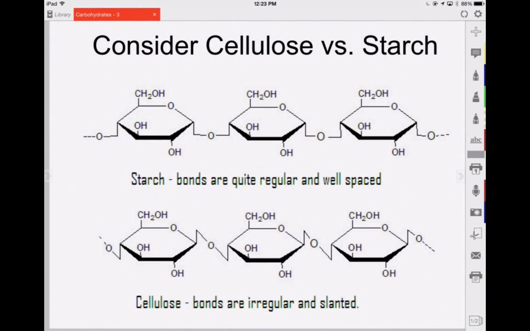When we look at these linkages, they're drawn in kind of an interesting way here. When you look at the cellulose bonds, they're a little bit more angular if we look at it a little bit more up close. Starch bonds, they're wider. It's easier for the enzyme to get into.